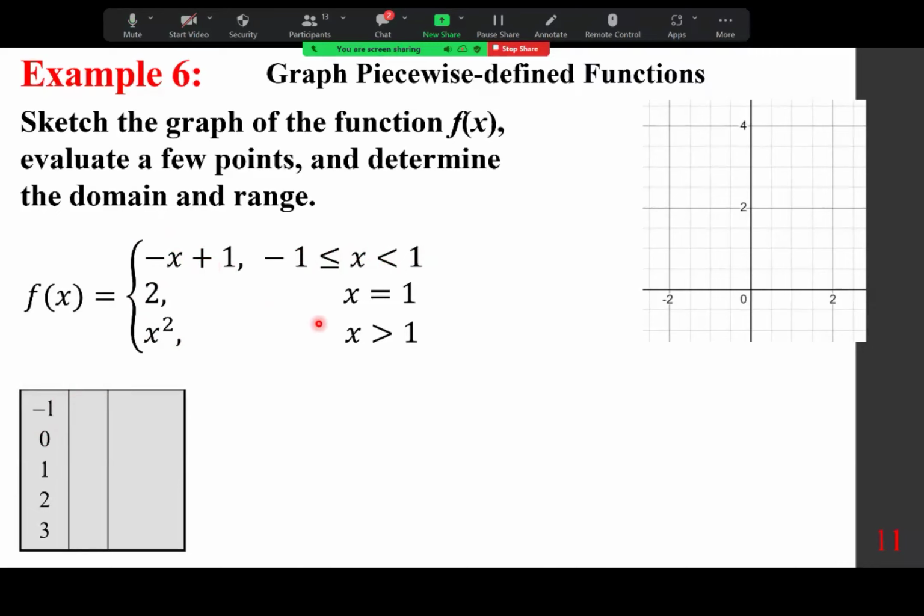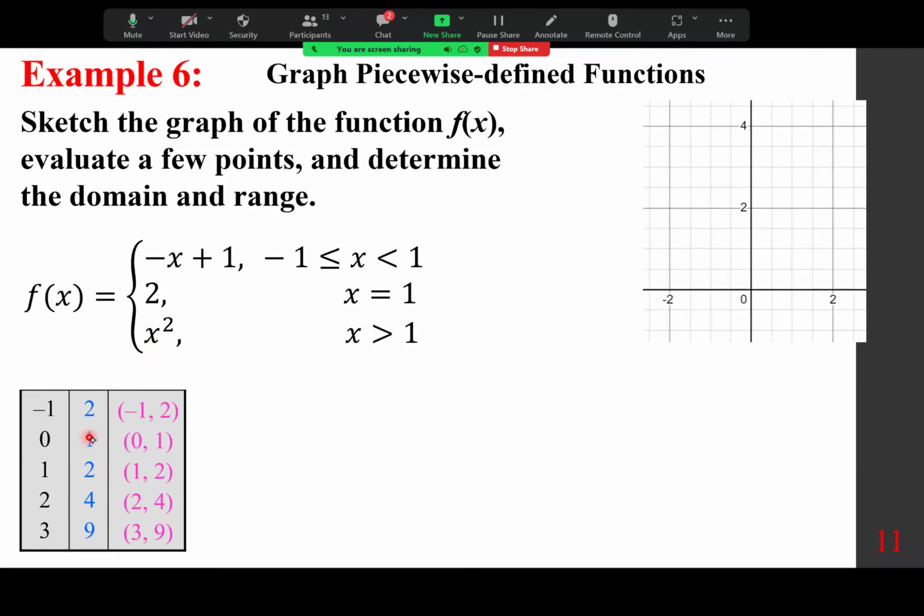Now 1. It's not here. I mentioned that f of 1 is 2. Okay, 1 is here. Okay, 2. x larger than 1 goes here. 2 squared is 4. 3 squared is 9. And we get those. Just in case we were to evaluate a few points, and honestly, if you put a few more points, you can graph it.